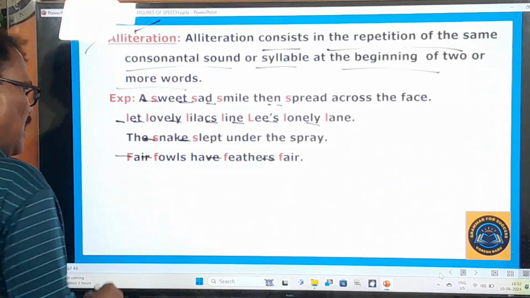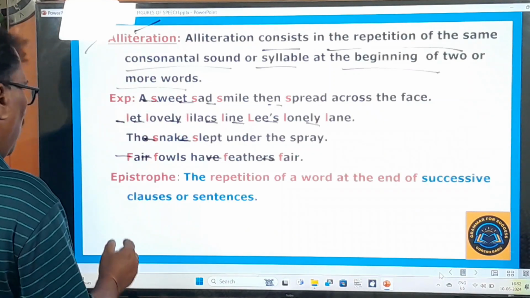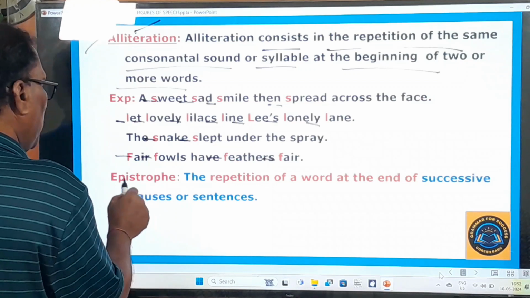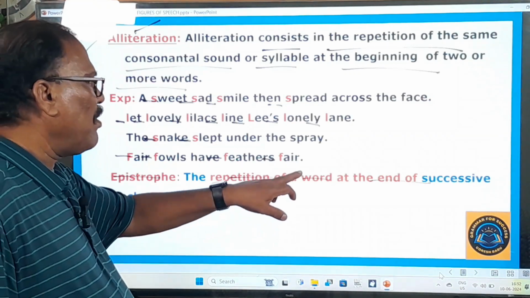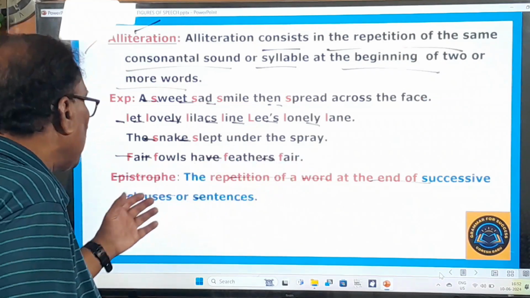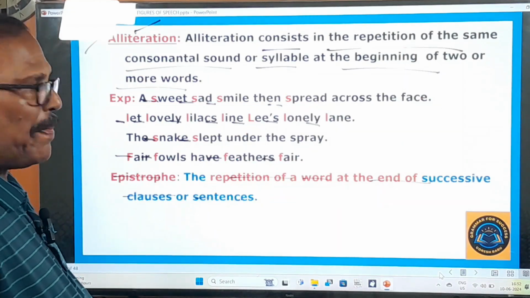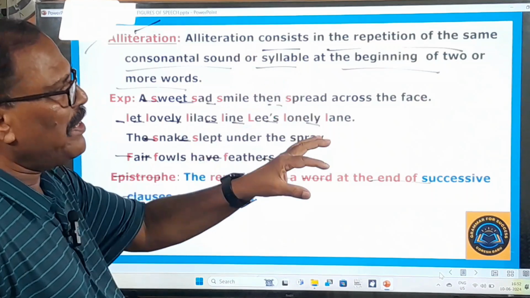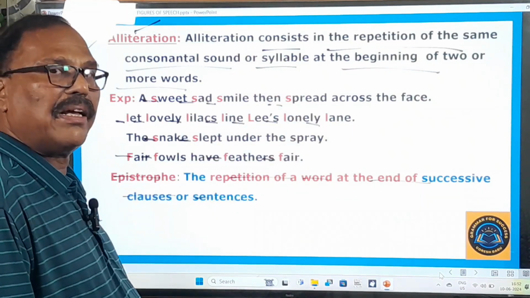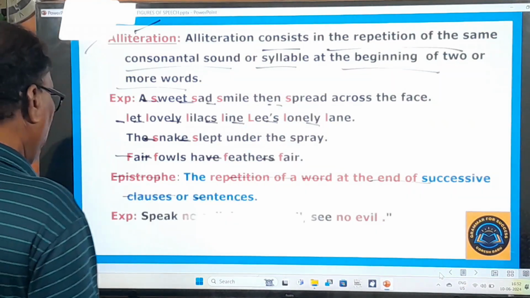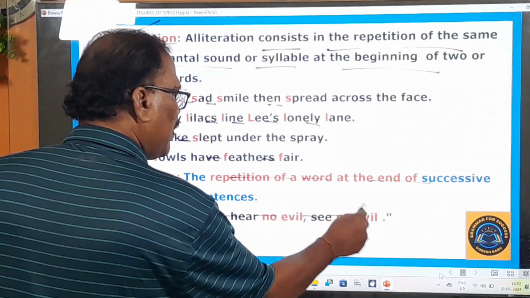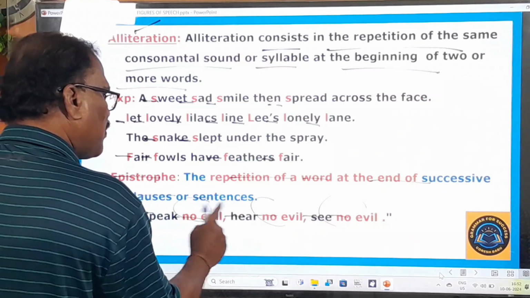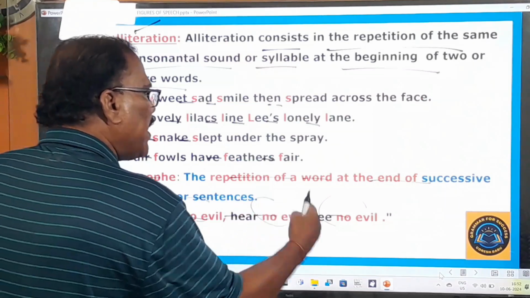So this is called alliteration, and I think there is one more figure of speech, epistrophe. Epistrophe means what? The repetition of a word at the end of successive clauses or sentences. At the end, that word will be repeated again and again. Okay, here you see that. Speak no evil, hear no evil, see no evil. See here, no evil. These words are being repeated.